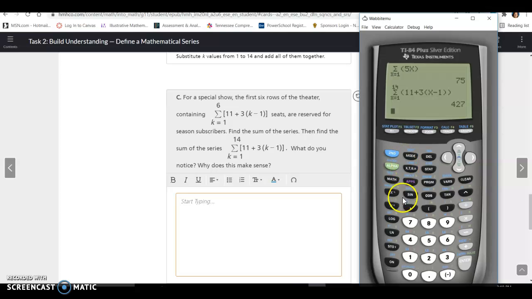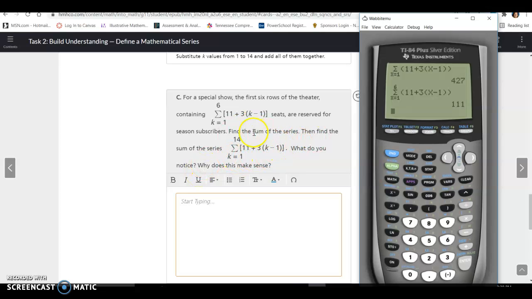All right, so once again, we'll go to math, sum. This time we're going to sum from 1 to 6. And then we're going to do 11 plus 3 times x minus 1. And this gives us the number of seats in the first 6 rows. So in the first 6 rows, there are 111 seats. All right. What do you notice?